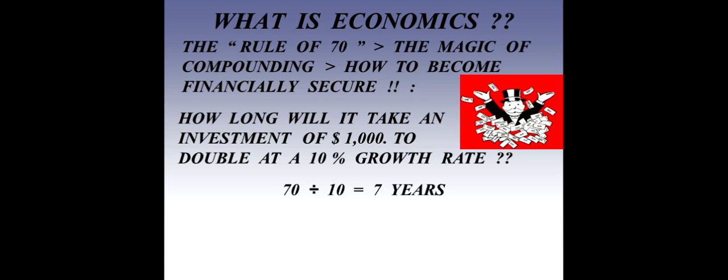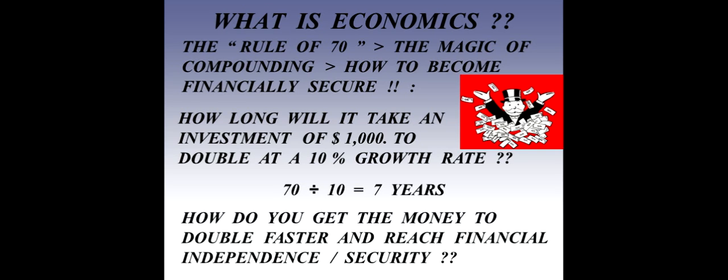This usually leads to the next question that gets asked, which is how do you get the money that you invest to double faster and to reach financial independence and security quicker? Well, there's a couple of things you need to do. First, work with a financial advisor to find the best and safest growth rates possible for your money. Second, start investing and saving as early as possible. Third, increase your savings as you earn more over your lifetime. And fourth, try to avoid taking any money out of what you have put into your savings and investments.